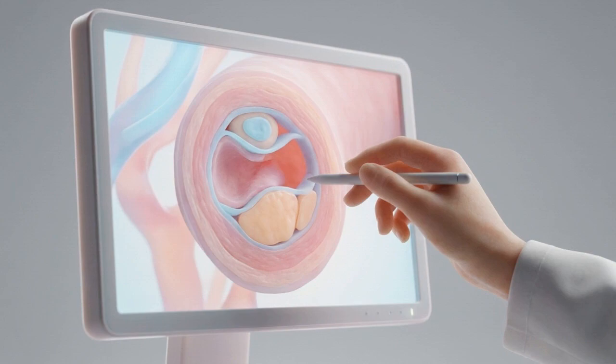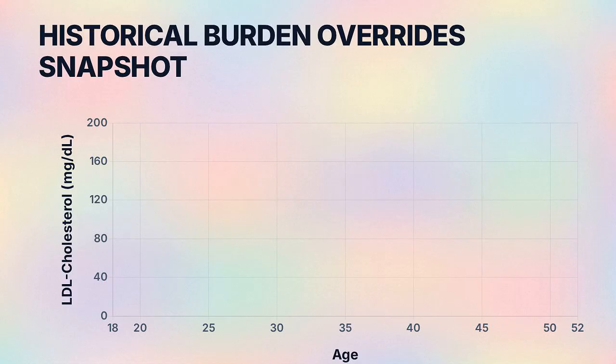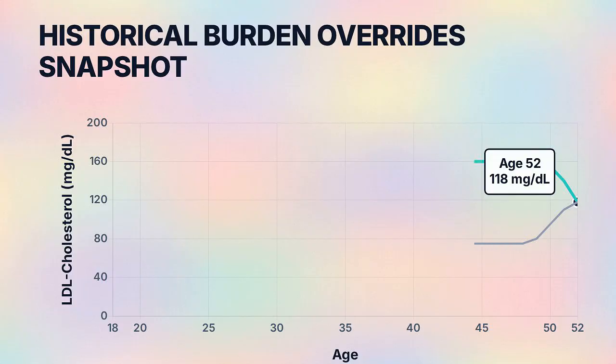Contemporary preventive cardiology approaches a chronically ill artery by asking it a single question at a single moment in time. This graph illustrates the problem. Here we have two 52-year-old patients presenting to a clinic today. Both register an identical LDL cholesterol level of 118 milligrams per deciliter. But as we trace their medical histories backward, the identical numbers diverge.